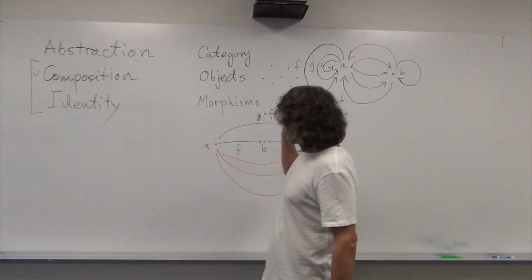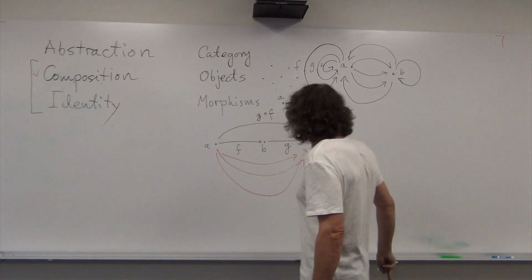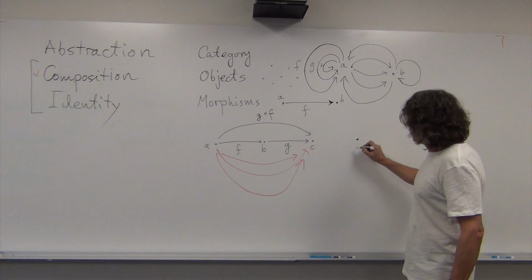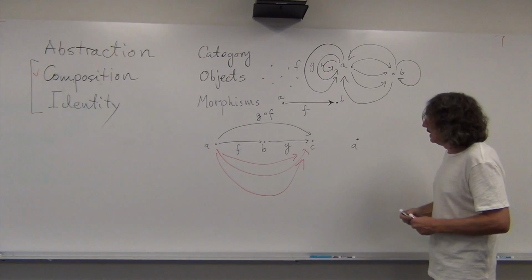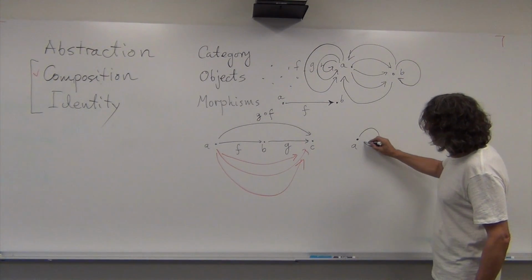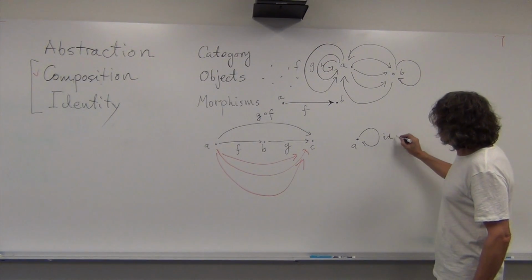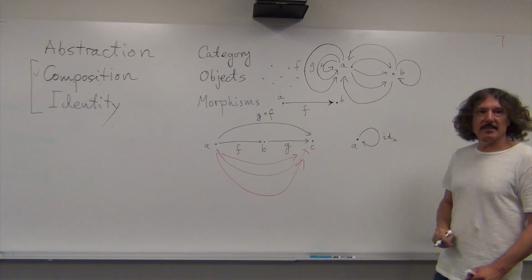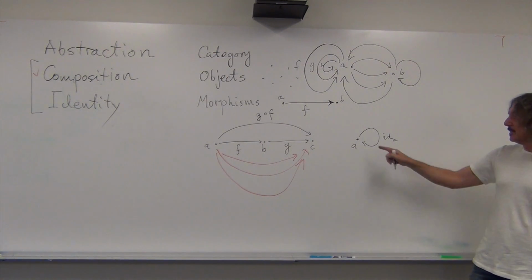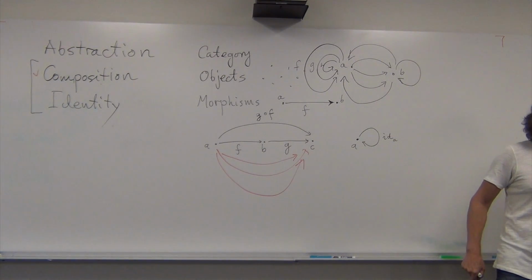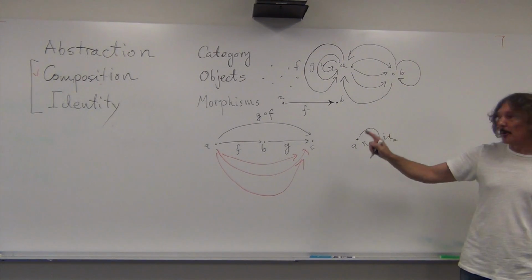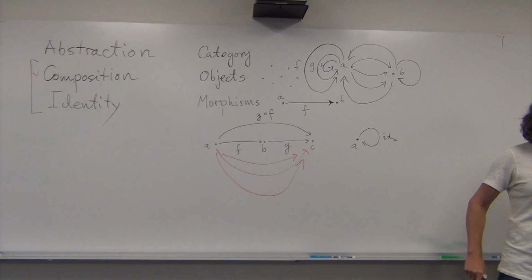Now, identity. For every object, let's call it A, there is an identity arrow, which we will call ID, and sometimes ID with the subscript A, meaning this is identity for the object A. So there is this arrow that we call identity. There's one per object. For every object in a category, there is an identity for this object.